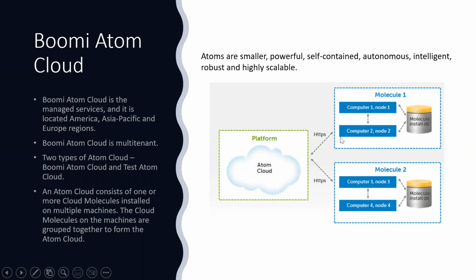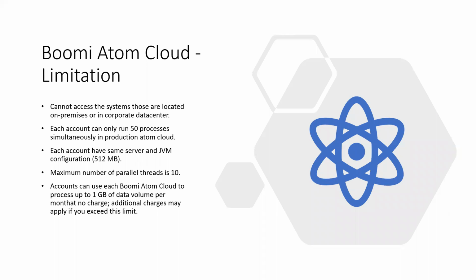So in simple words, Atom Cloud is a group of molecules that act as a single unit, grouped together to form an Atom Cloud, whereas a molecule is a group of nodes. We will discuss more about molecules in upcoming slides. So what are the limitations of Atom Cloud? One of the biggest limitations I can see is that when you are running your Boomi processes on the Boomi Atom Cloud, it can only connect to SaaS-based applications or applications which are available over the internet, which are public basically.